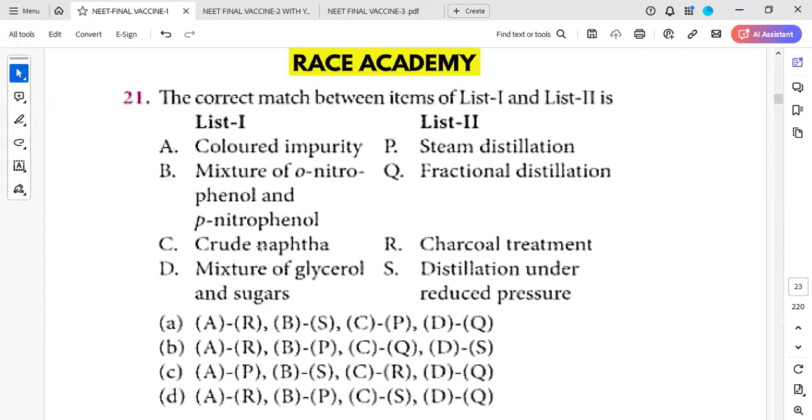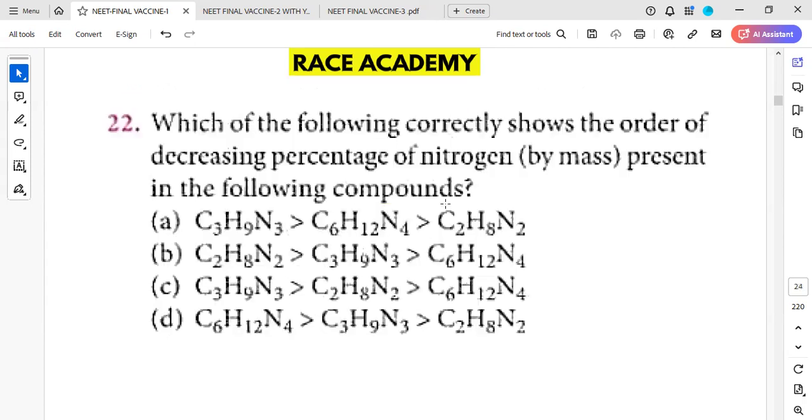Crude naphtha can be distilled using fractional distillation, and the mixture of glycerol and sugars can be purified using distillation under reduced pressure. So crude naphtha is related to fractional distillation, C–Q. So A–R, B–P, C–Q, D–S. The second option is the right option for this question.